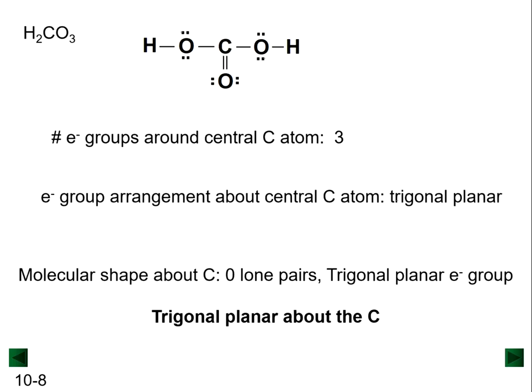Now, the bond angles are not 120 degrees because one of the oxygens is doubly bonded. Therefore, the oxygens which have hydrogens attached form an oxygen-carbon-oxygen bond angle which is less than 120 degrees. The oxygen that's doubly bonded will form an oxygen-carbon-oxygen bond angle that's greater than 120 degrees.